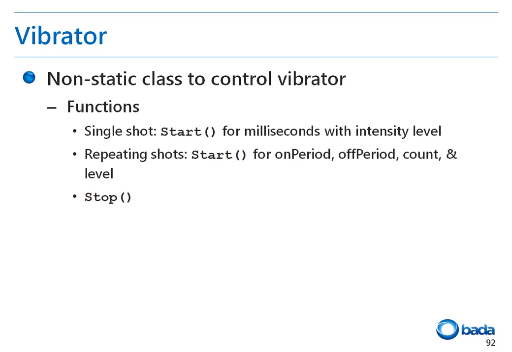In the case of a repeating shot, you can activate the vibrator by specifying the length of time the vibrator should be on and off, as well as the number of repetitions and the level. To stop the vibrator while it is operating, you can use the stop function.